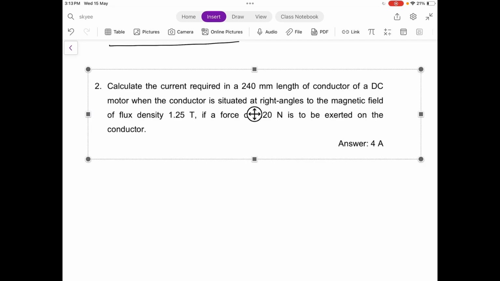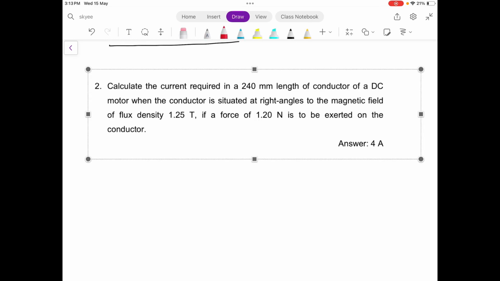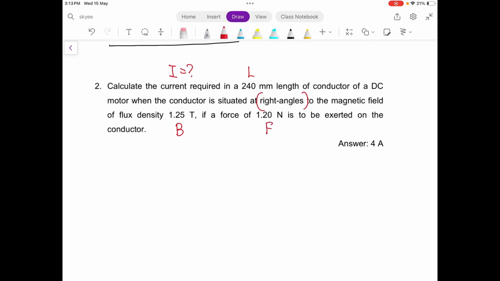Right, so this is your question number 2. Calculate the current required. Okay, now you need to find what is your I. In a 240 millimeter length of the conductor of a DC motor, when the conductor is situated at right angle to the magnetic field flux density of the B, so if a force is to be exerted on the conductor.